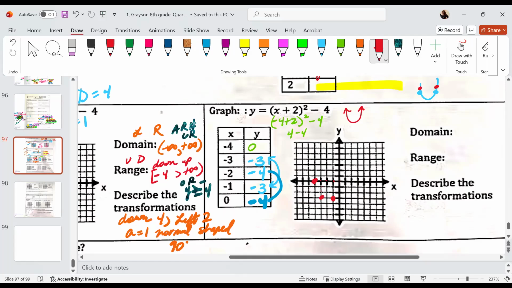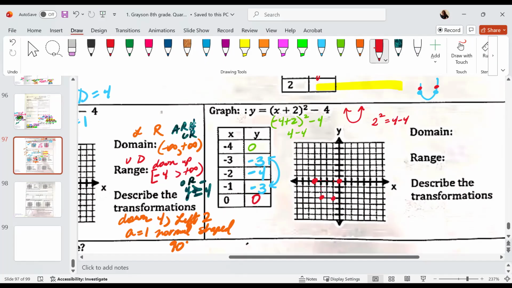Wait, that doesn't make sense. 0. No, that is 0, 1, 2, 3, 4. X is 0, -4. Oh no, I screwed this up. I'm sorry, it's not -4. This is wrong. If it's 0, it's going to be 2 squared, which is 4. 4 minus 4 is 0, so that's 0. So this is 0, 0, right?